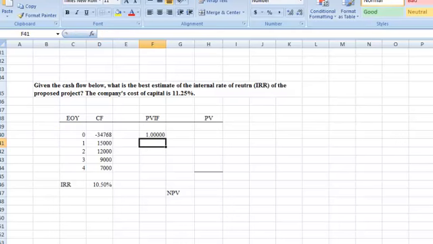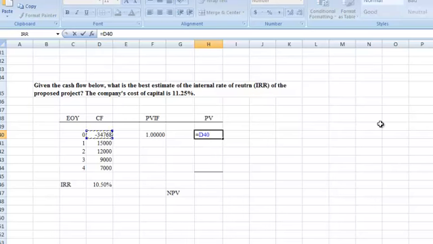And so we have 1 for right now. The 34,768 that we invest is worth 34,768. So I'm going to come over here and multiply 34,768 times 1. That gives us our present value. $34,768 going out today is worth $34,768 going out today.